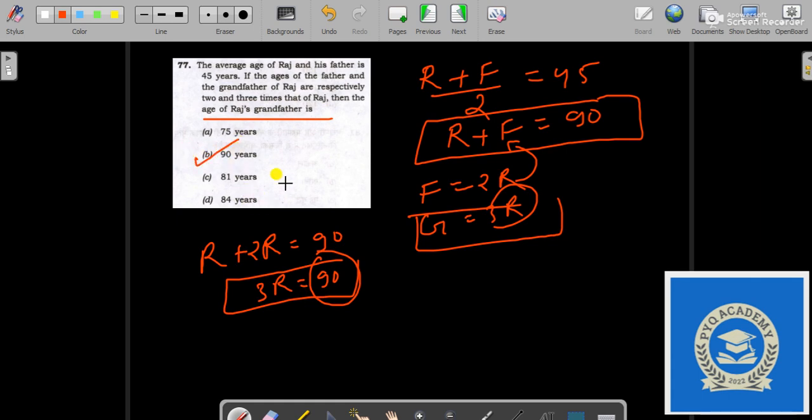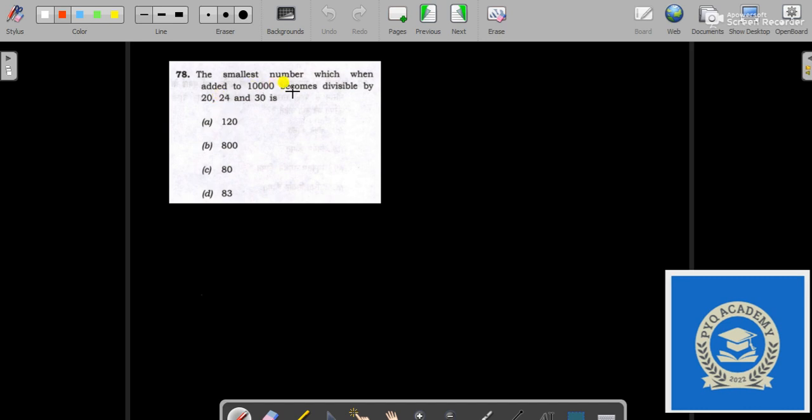Let's move to the next question. The smallest number which when added to 10,000 becomes divisible by 20, 24, 30. There are three numbers: 20, 24, 30. So how much should we add to 10,000 so that it is divisible by all three numbers? First let's take the LCM, and by taking the LCM we will get 120. If any number is divisible by 120, then that number is divisible by all three.